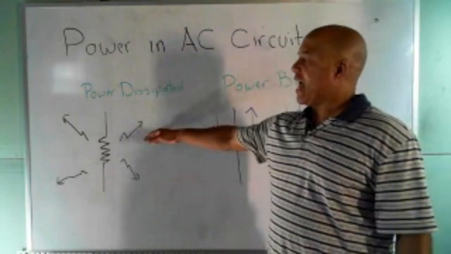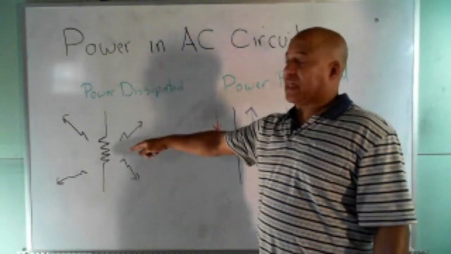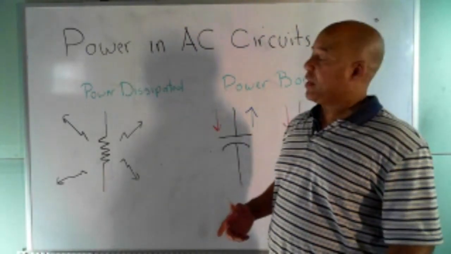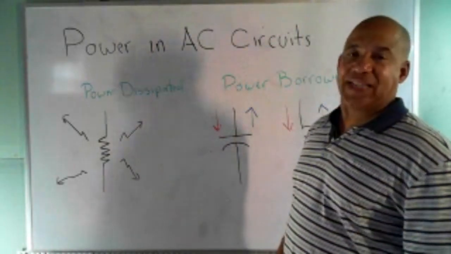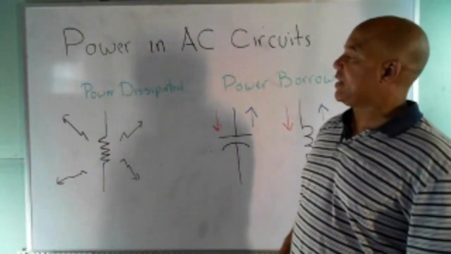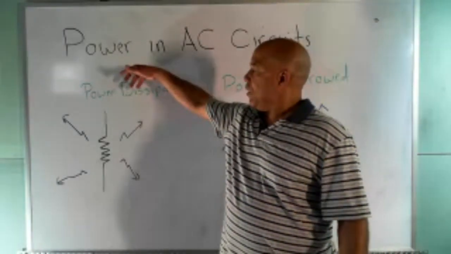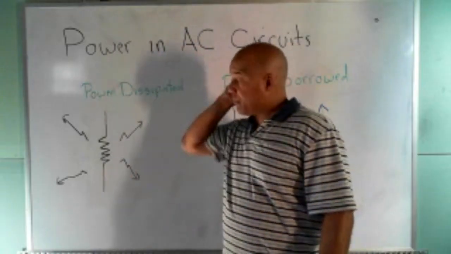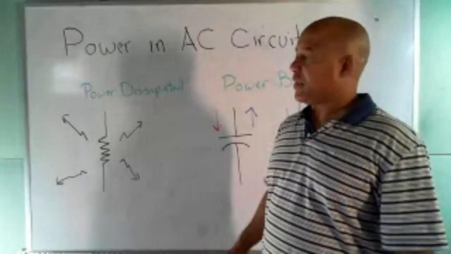If I have a resistive element, the energy flows into the resistor, and you know from experience that the resistor will heat up. And so I show this, that a resistor will dissipate power. That is, it'll take the electrical energy and convert it to heat. So with a resistor in the circuit, as energy flows through the circuit, some of the energy is lost to the environment as heat.